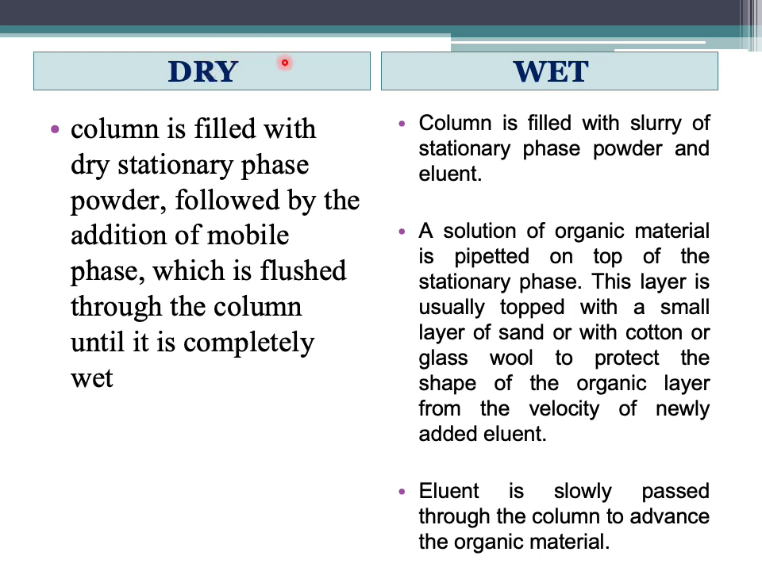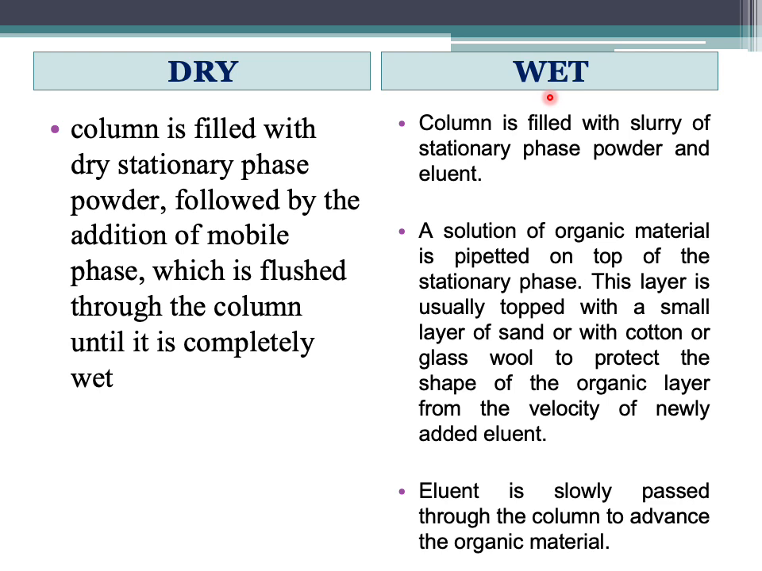Okay, these are the differences between the dry method and wet method. For the dry method, the column is filled with dry stationary phase followed by the addition of mobile phase, which is flushed through the column until it is completely wet. So kita ada column. The stationary phase is a dry powder, and then we have the mobile phase. We add the mobile phase until the dry powder is wet.